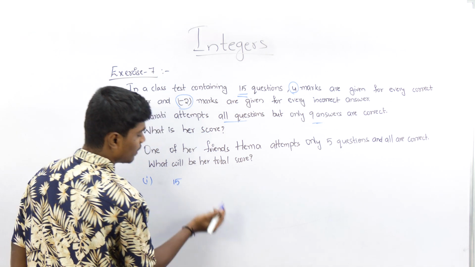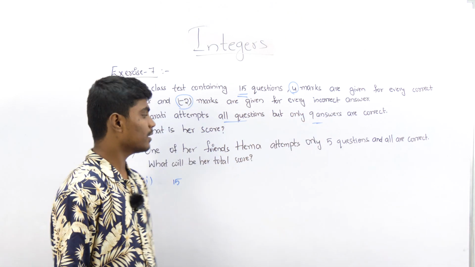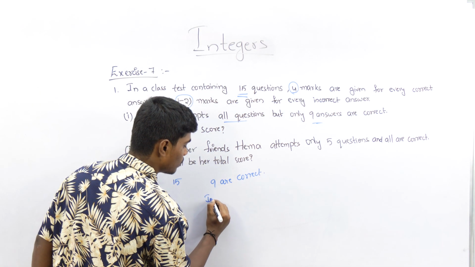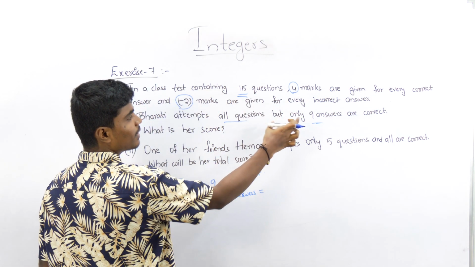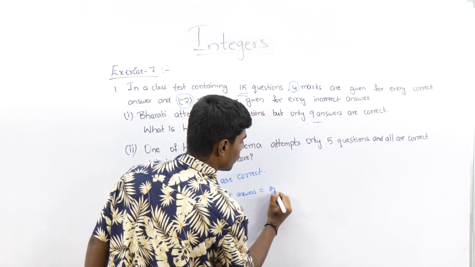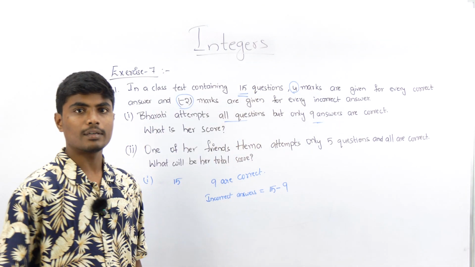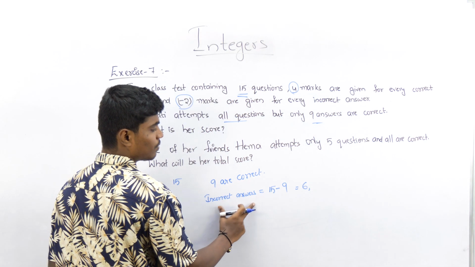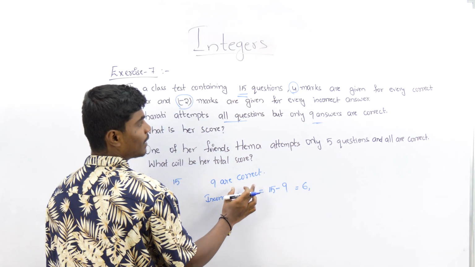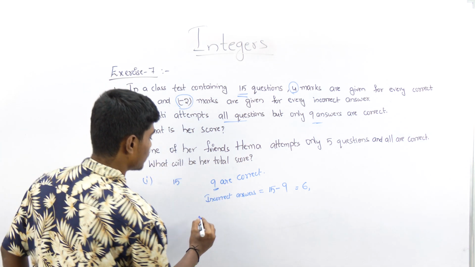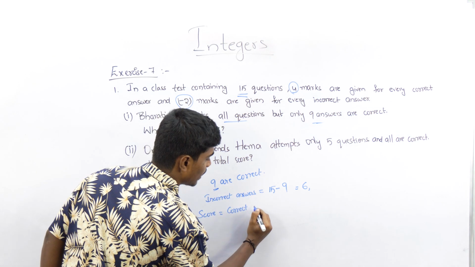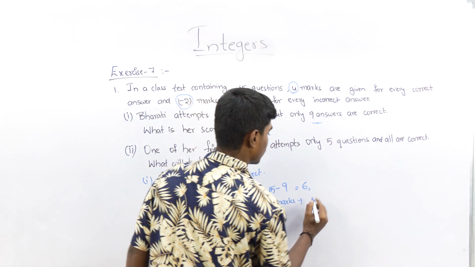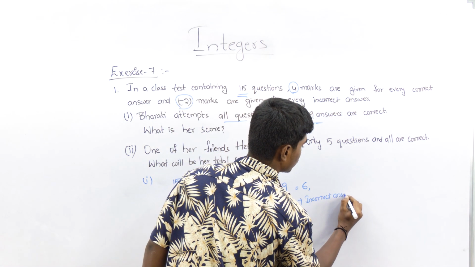Attempts total 15. And how many are correct? 9 are correct. Now incorrect answers is equal to total questions minus correct answer questions. So 15 minus 9. So the answer is 6. Incorrect answers is equal to 6 and correct answers are 9. Score is equal to correct answers marks plus incorrect answers marks.